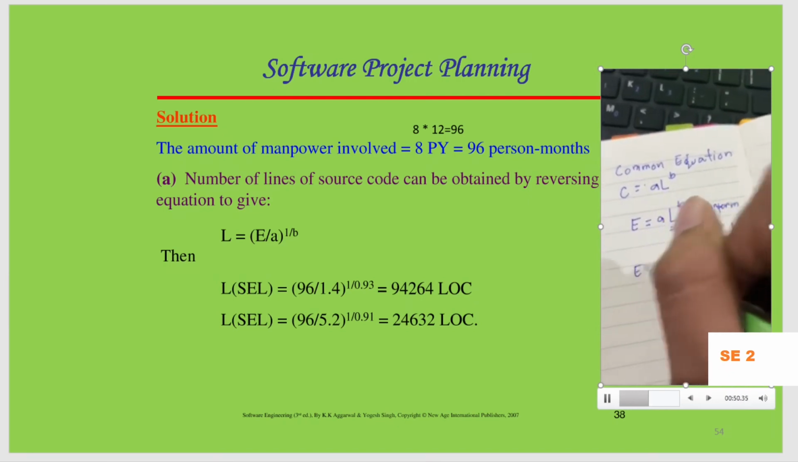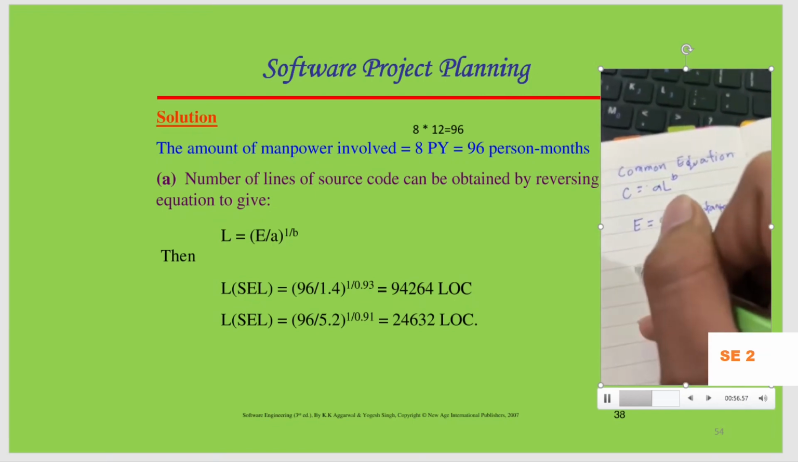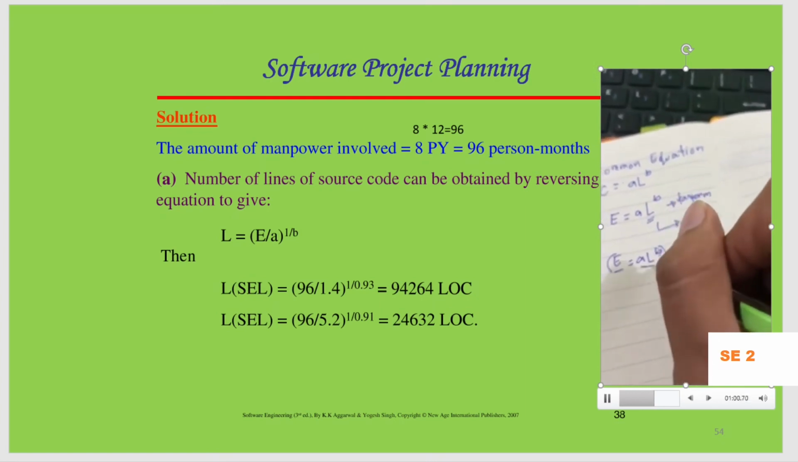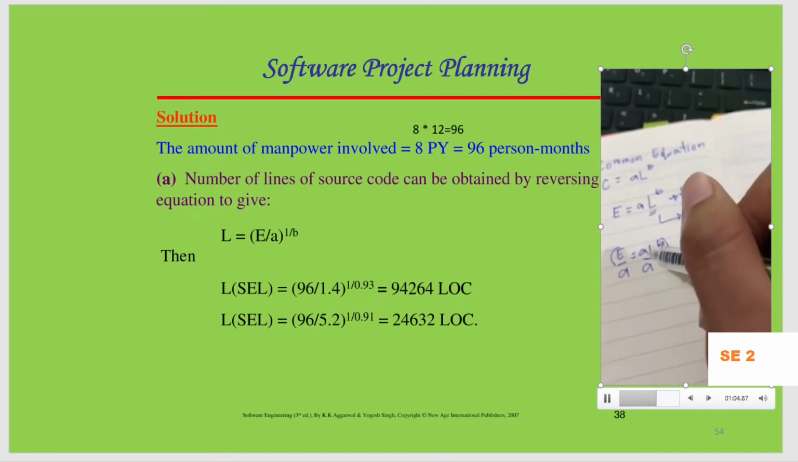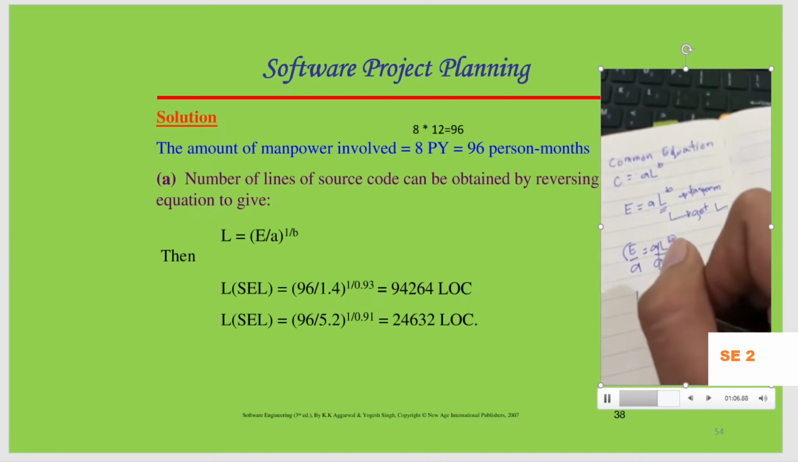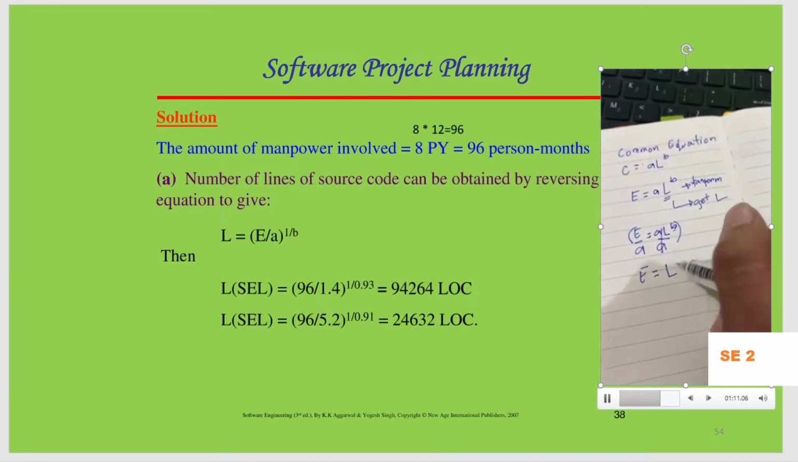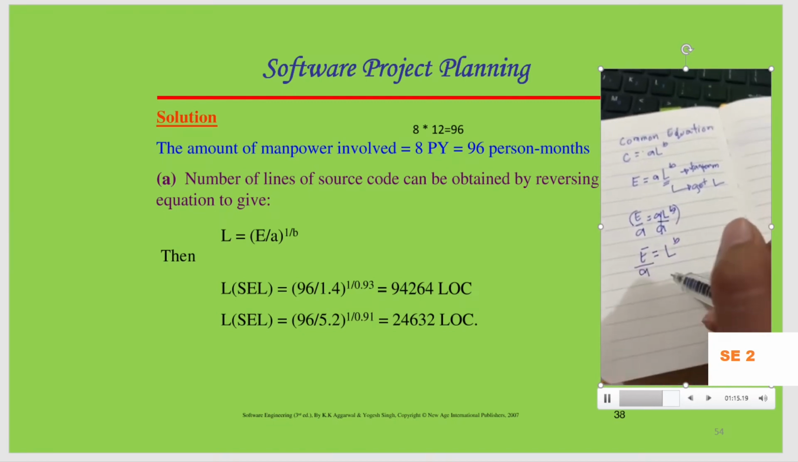So, we have E is equals to A, L raised to B. We need to separate the A first, so let's divide by A. Simple math. A over A will be cancelled. So, we have L raised to B equals E over A.